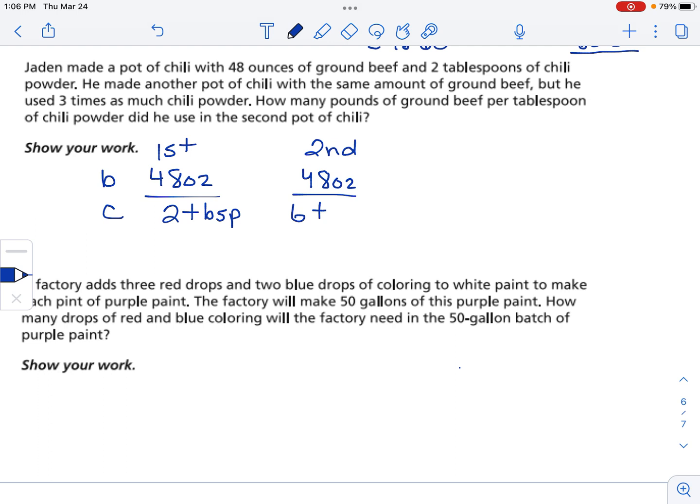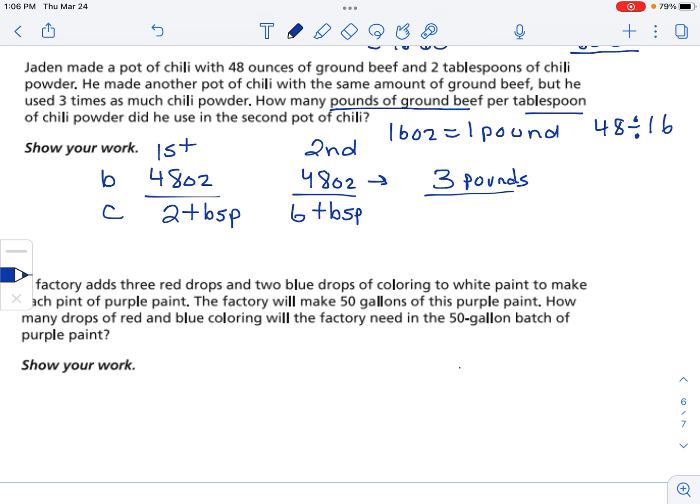So now he's using 6 tablespoons of chili powder. We want to know how many pounds of ground beef per tablespoon. Well, if there's 16 ounces in 1 pound, I can divide 48 by 16 to figure out how many pounds there is. 48 divided by 16 is 3 pounds. So this is going to become 3 pounds. And this is still the 6 tablespoons.